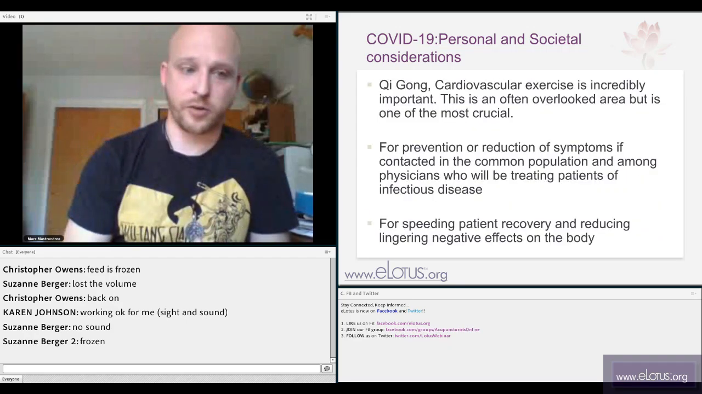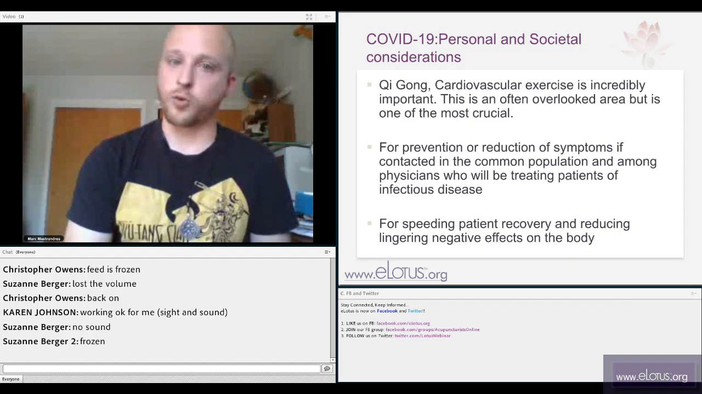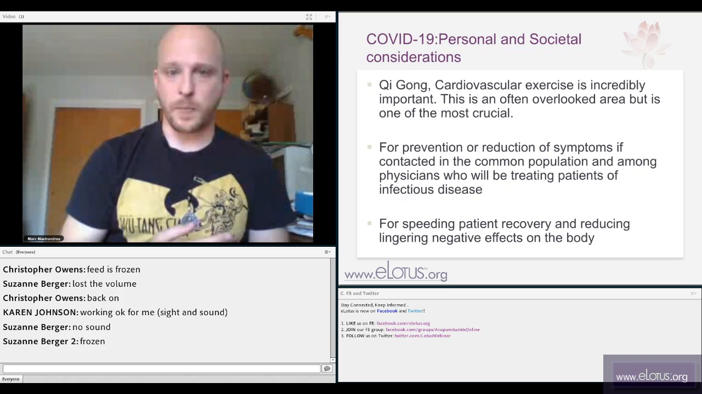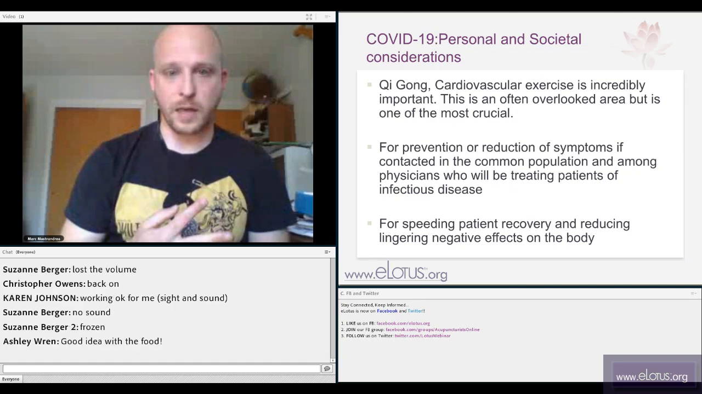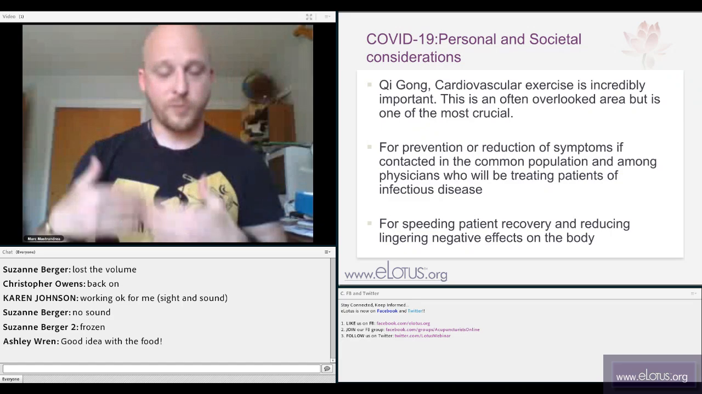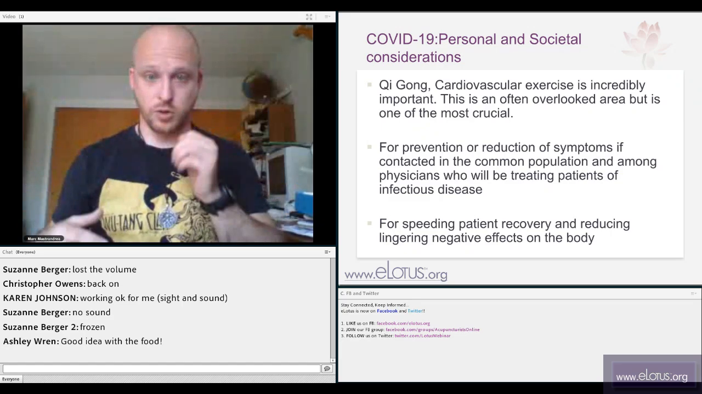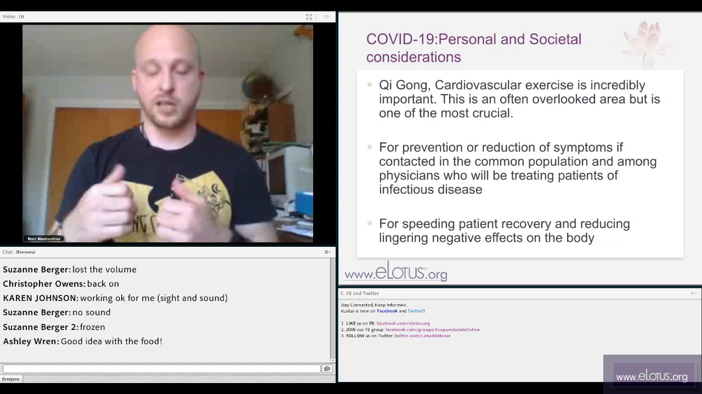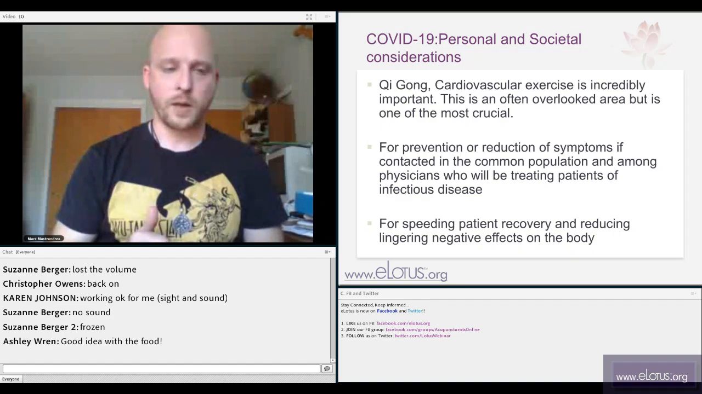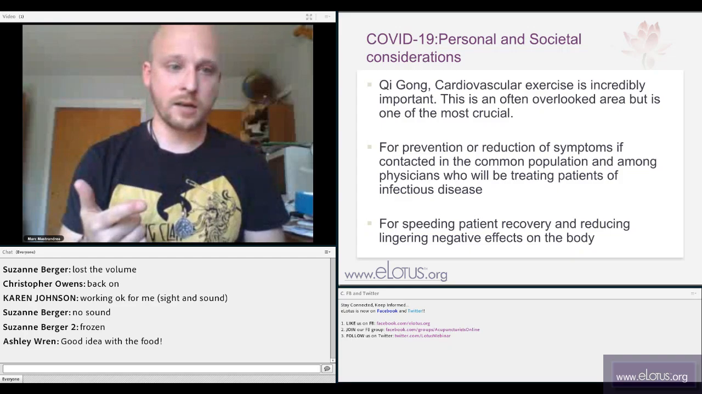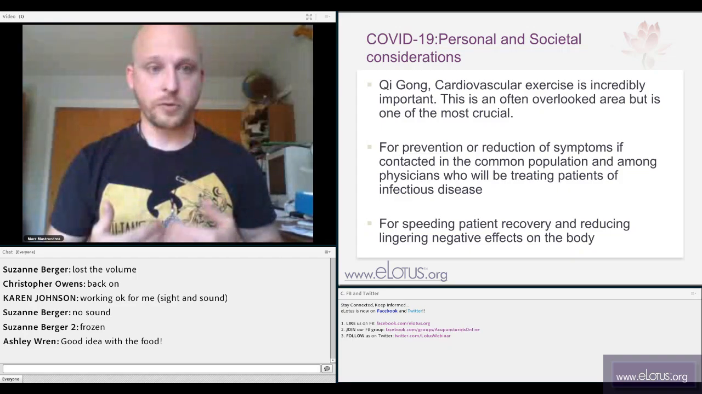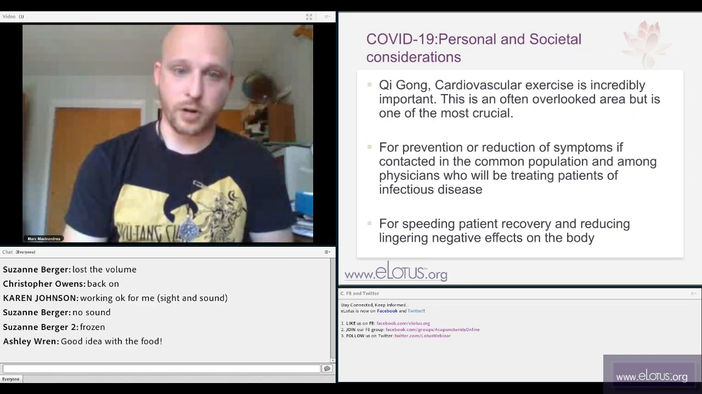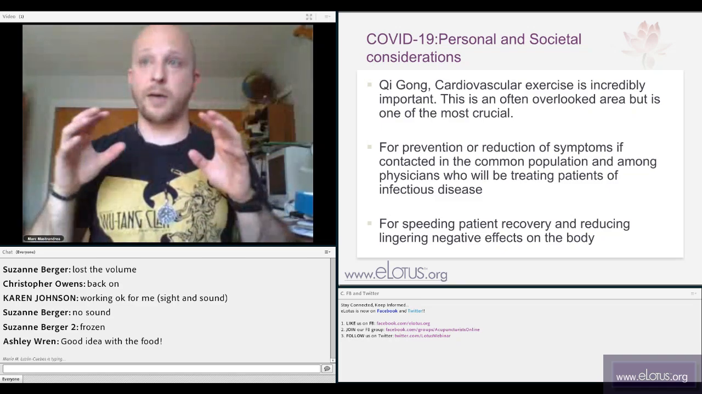All right, Qigong, cardiovascular exercise, is also incredibly important. This is often overlooked. It's one of the most crucial areas in Chinese medicine. For prevention, reduction of symptoms, contacted in the common population and among physicians who will be treating, if you're in contact with the common population and you're going to be a physician who's going to be treating this, and I assume most of you are, then you guys need to make sure you're doing cardiovascular exercises and Qigong. This is super, super important. It's super important because it's going to strengthen your Wei Qi, it's going to strengthen Yang, it's going to strengthen the lungs, it's going to strengthen the internal Zang Fu, right? So this is super important. It's also going to speed patient recovery. It's also going to reduce the lingering negative effects on the body from COVID. So, I can't emphasize this enough.